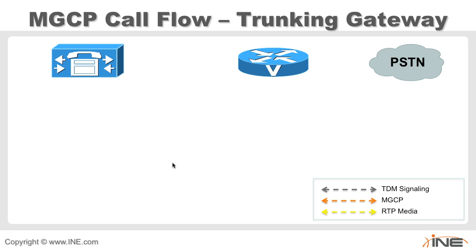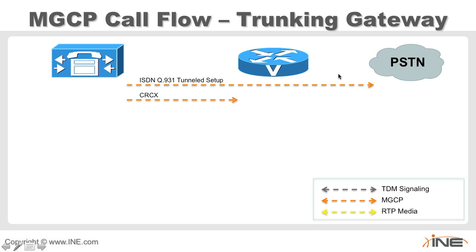Now, for a trunking gateway out to a digital circuit, it's a little bit different. This is really trunking to something like a PRI, because we have an ISDN Q931 tunneled setup message through the router, not to it, but directly through to the PSTN. Then we tell the MGCP client, the gateway, to create the connection.